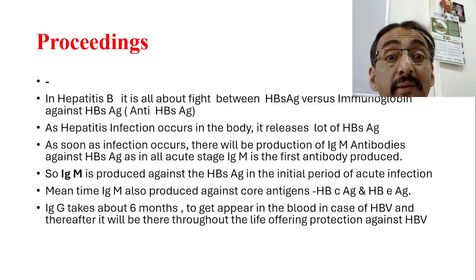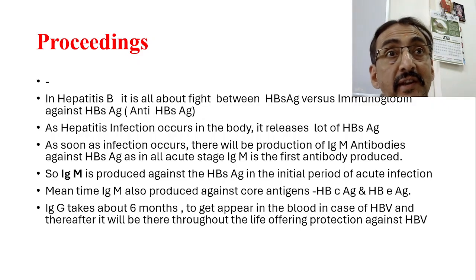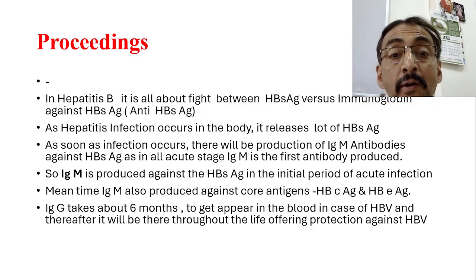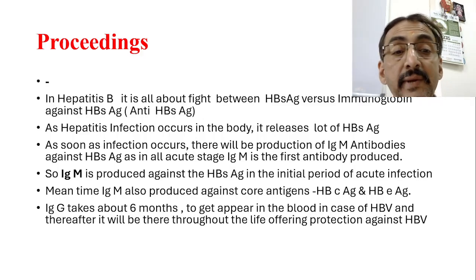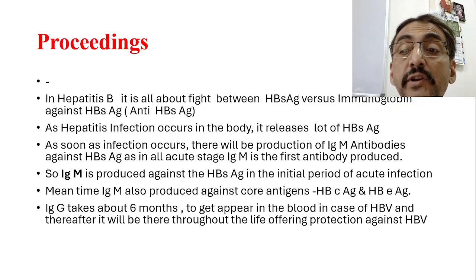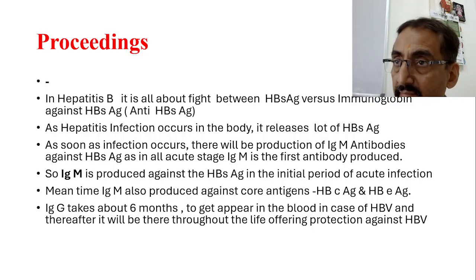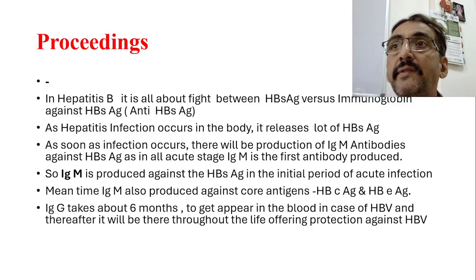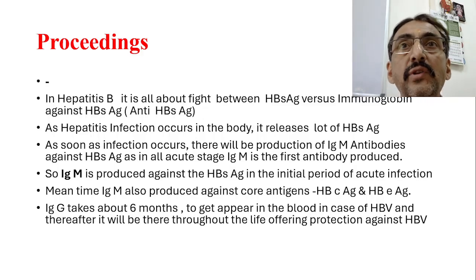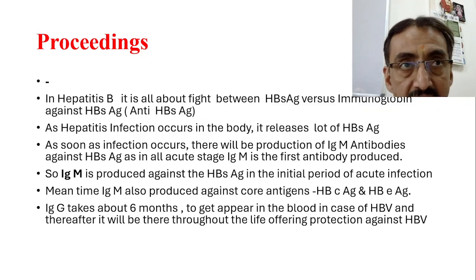IgG takes about 6 months to come. In hepatitis B virus, IgG antibodies appear in the blood after 6 months, and thereafter they will be there throughout life, offering protection against HBV. Now, vaccination, we are actually planning that. Through the vaccination, we are giving it so that initially IgM rises, but after 6 months what happens? IgG starts rising. This IgG will be there throughout life. They will protect you from hepatitis B virus. That's the importance of vaccination.